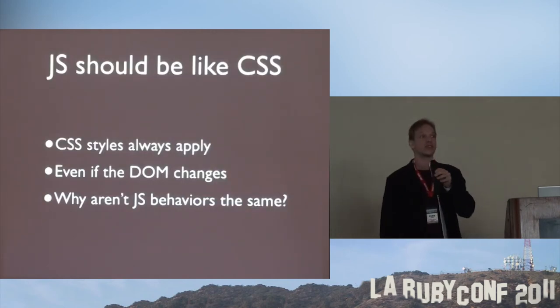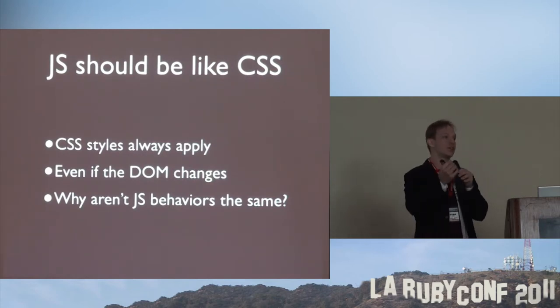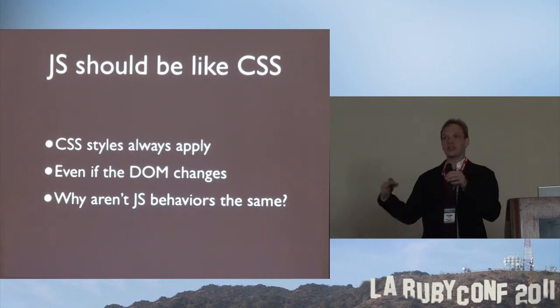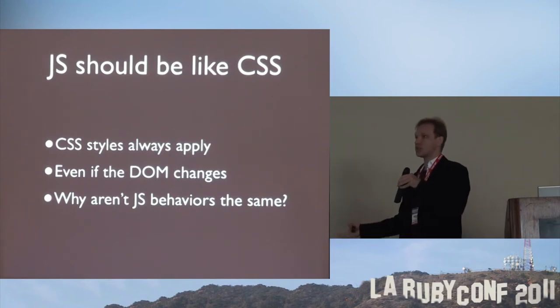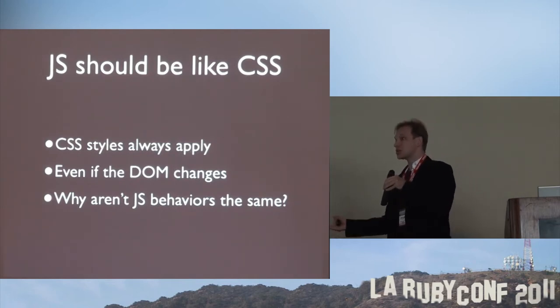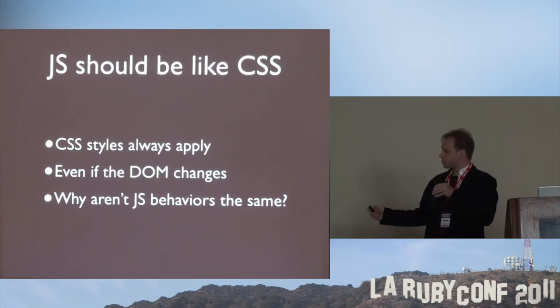In CSS, you use selectors to apply styles, and those styles always apply to the DOM nodes that the selectors apply to. So even if you change your DOM, if a certain class has a background of yellow, you can add something to the DOM later that has that CSS class, and the background stays yellow. JavaScript doesn't behave this way because it's a scripting environment that has state.